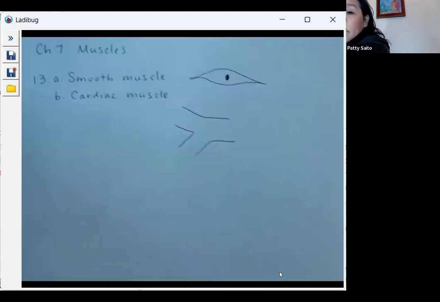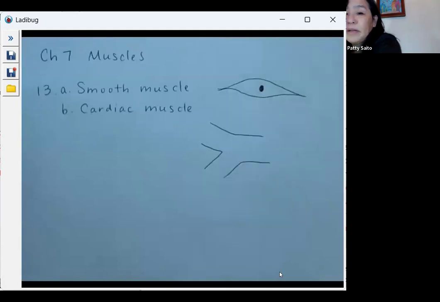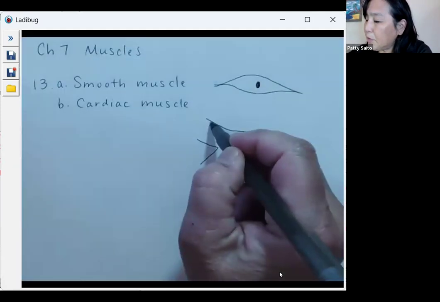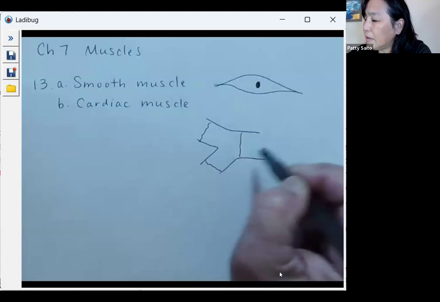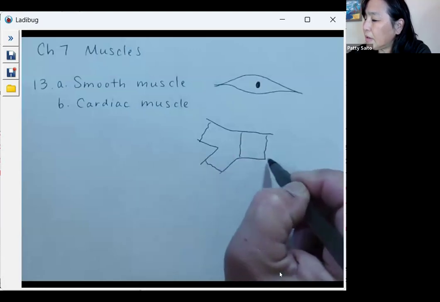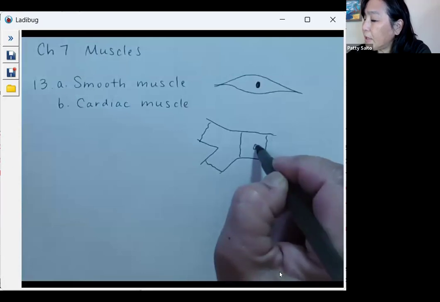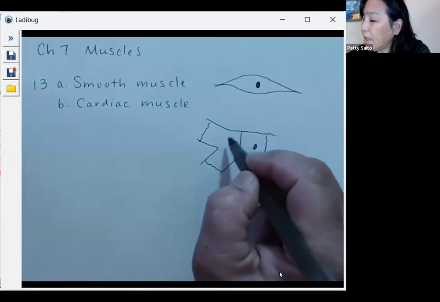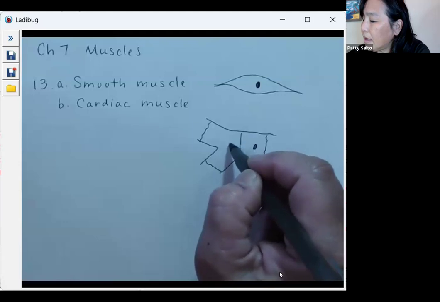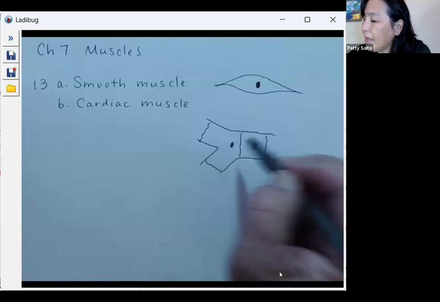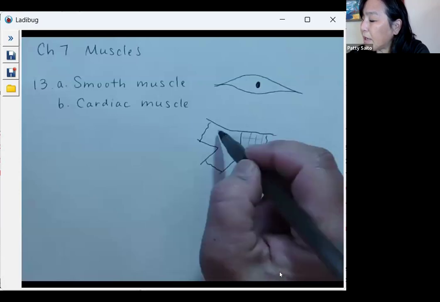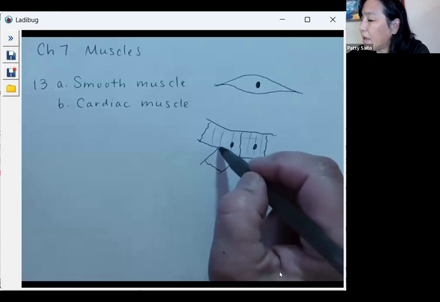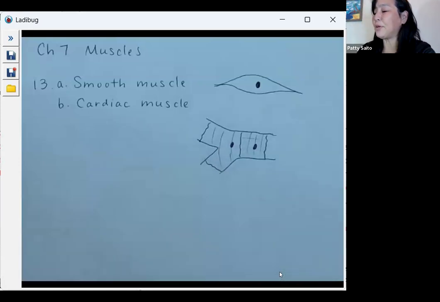Get a little close. Okay, so if I were to draw some cells, single nucleus. Okay. But they have a striped appearance. Whoops, I'm going to do it this way. Okay, there's a stripe pattern to it.